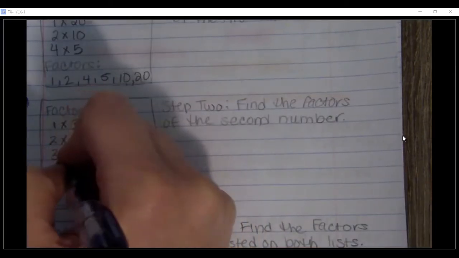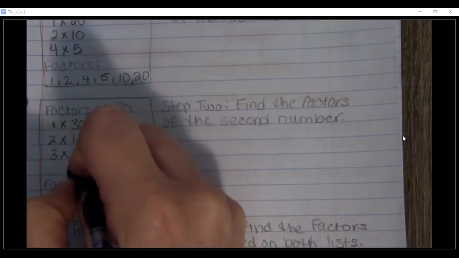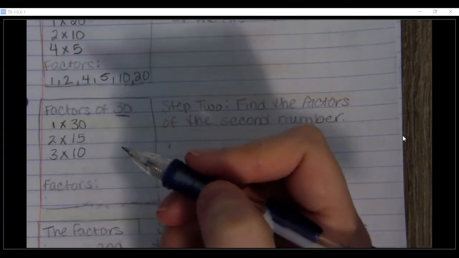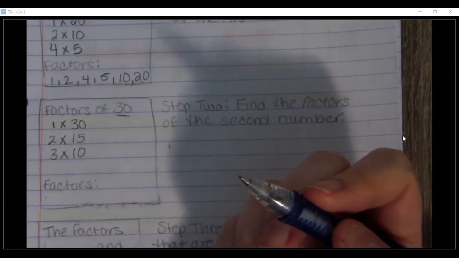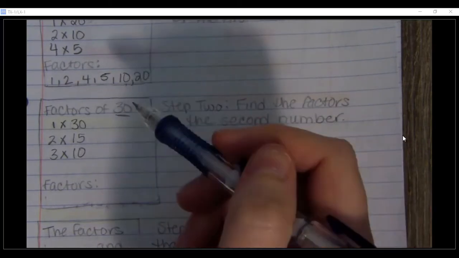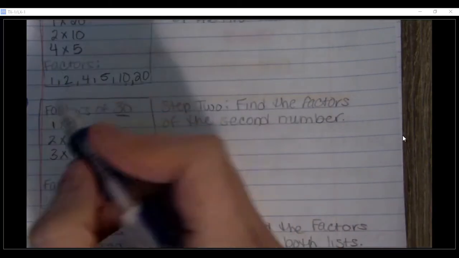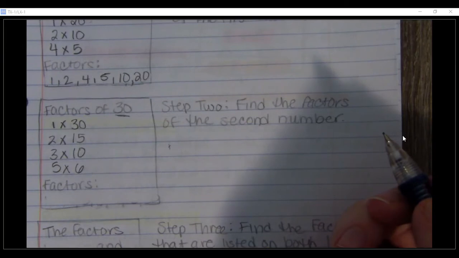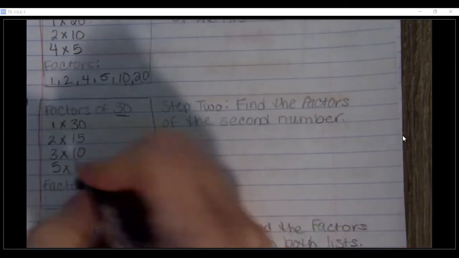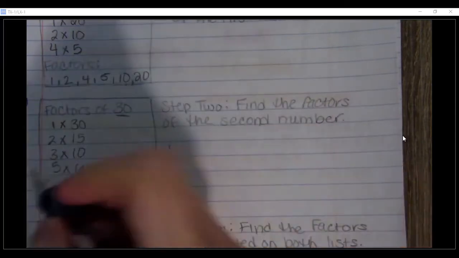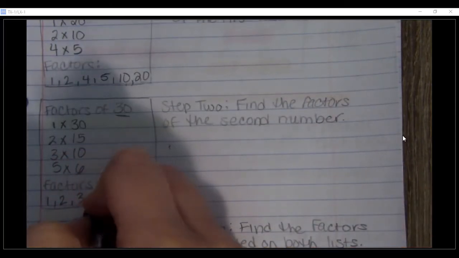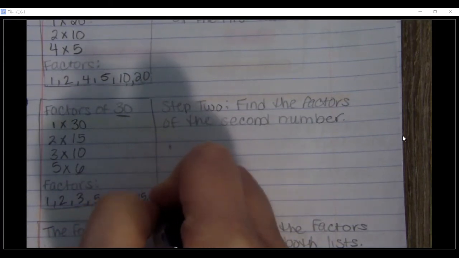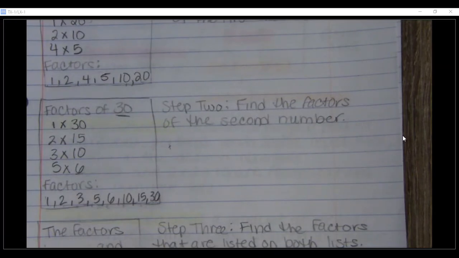Now I'm going to try 3. 3 times 10 is equal to 30. Oh, good, we're almost there. Let's see, 4. I know 4 times 8 is 32. And 4 times 7 is 28. None of those are 30, so 4 doesn't work. But what about 5? Oh, yeah. 5 times 6 is equal to 30. So those are going to be my factors since we already have 6 written down. We have 1, 2, 3, 5, 6, 10, 15, and 30. Whew, that's a lot of factors there.